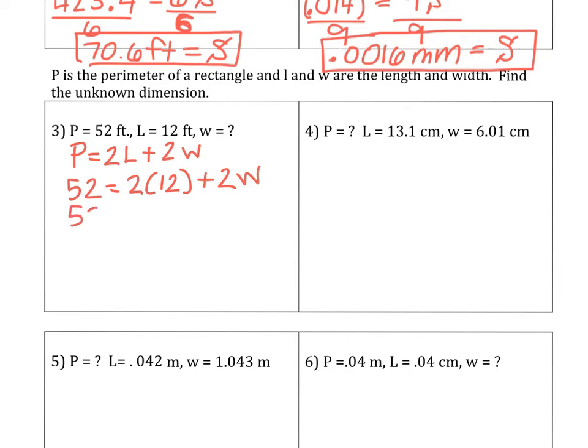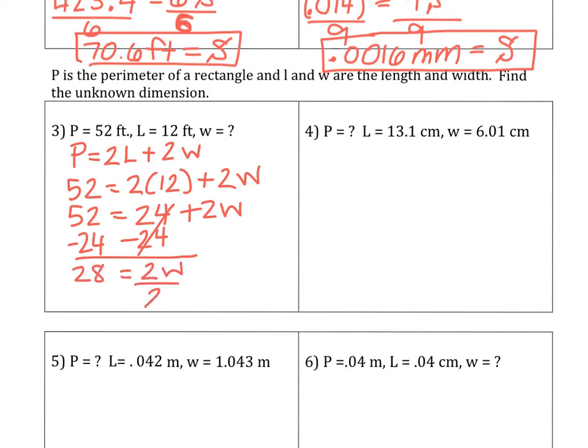So we're going to have 52 equals 2 times 12, which is 24. Now I will continue to solve. I'm going to subtract 24 from each side. 52 minus 24 is 28. We get 2W, divide by 2 on both sides. 28 divided by 2, we get 14. So that means that W is 14 feet. So our width is 14 feet.